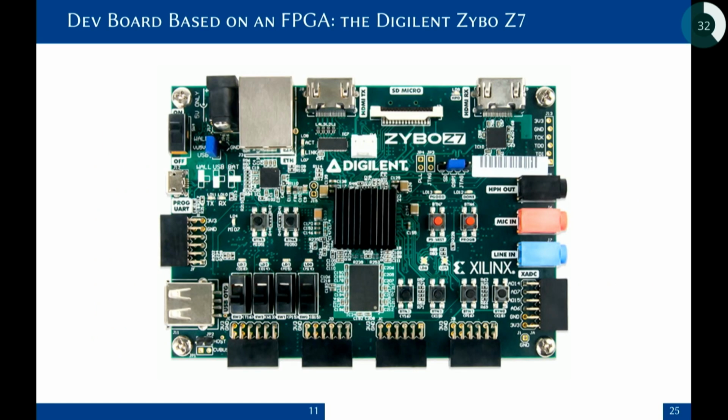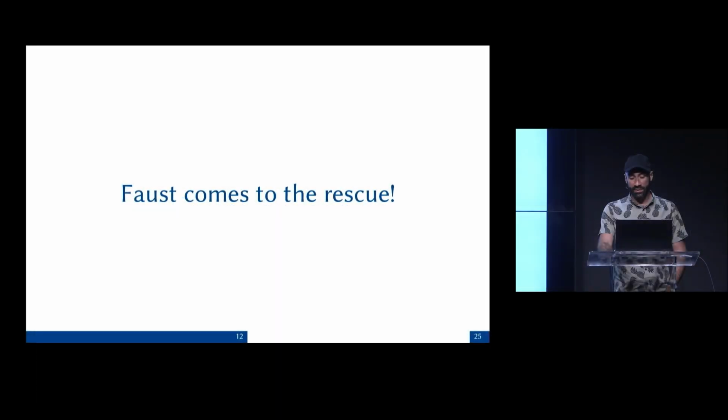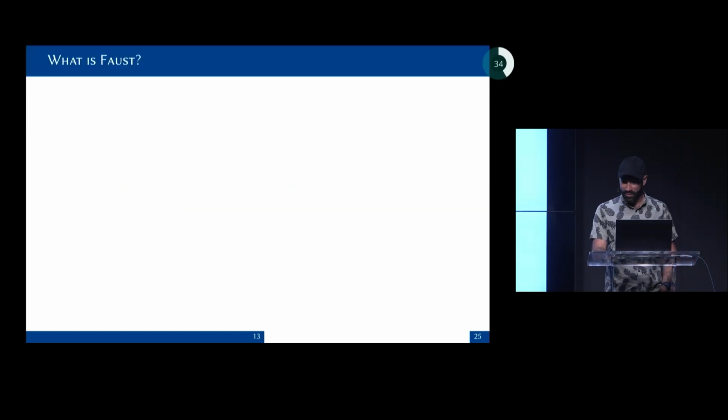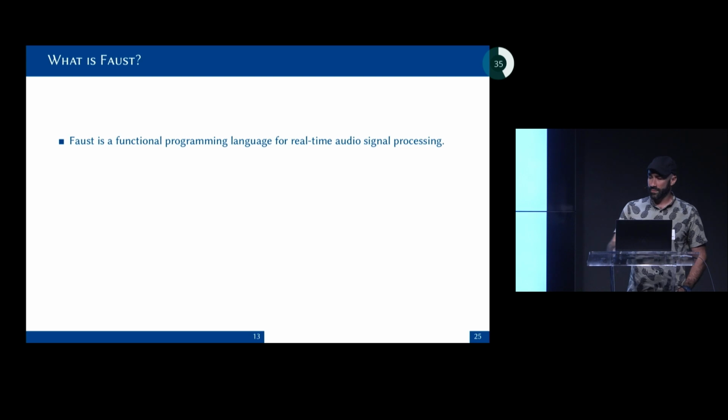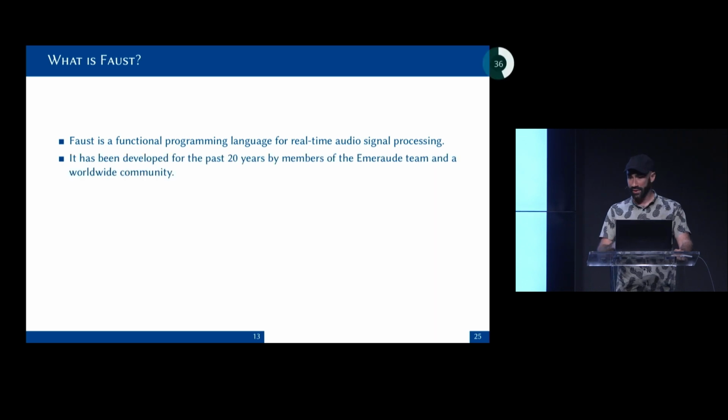Anyway, this is an example of an FPGA board that we've used for this project. And what we propose people do is to use Faust to program FPGAs. So briefly, what is Faust? Faust is a functional programming language for real-time audio signal processing. It's a DSL, a domain-specific language. It's been developed for the past 20 years.